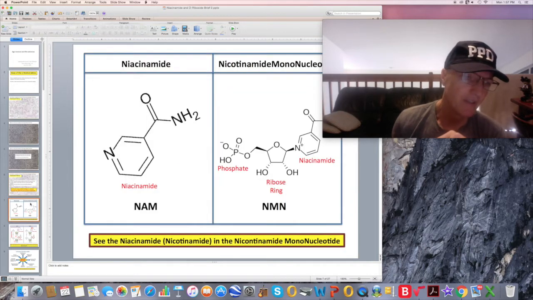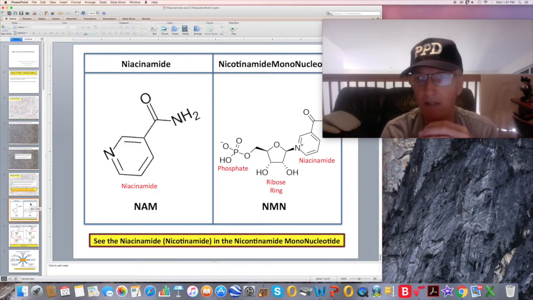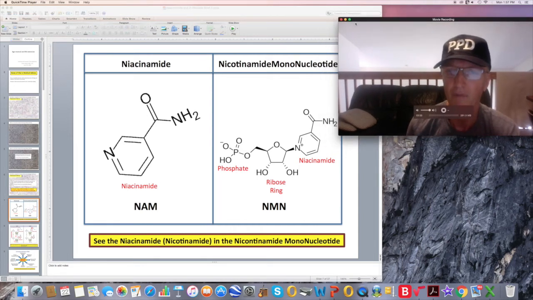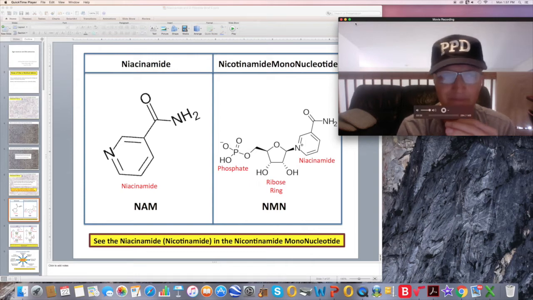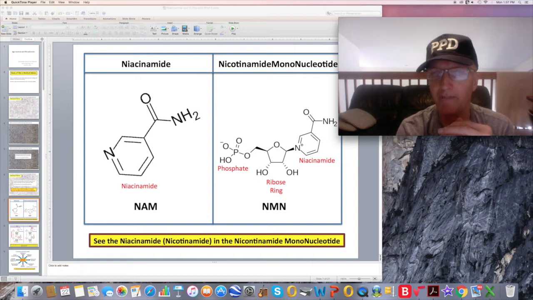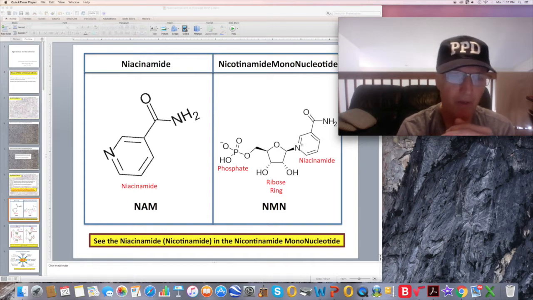So let's get into it a little bit here. I want to emphasize the inherent simplicity of a lot of what we're going to be talking about. It's not complicated. So let's talk about, on the far right here, niacinamide. This is the niacinamide molecule. And you can see it's not that complicated.